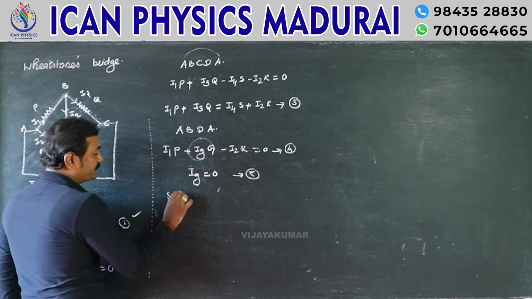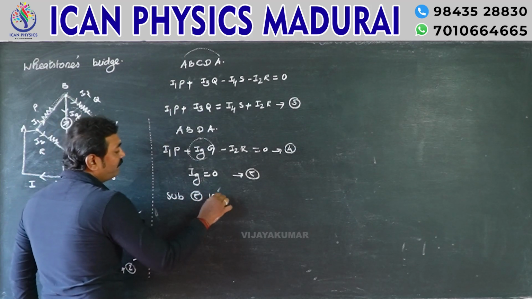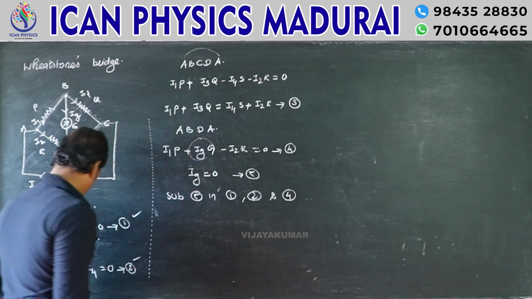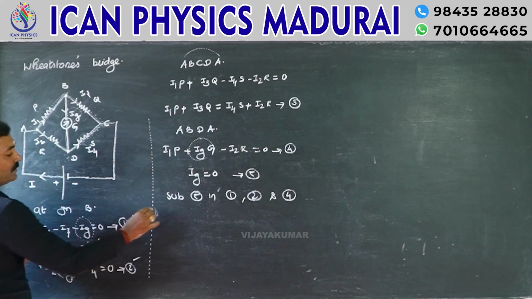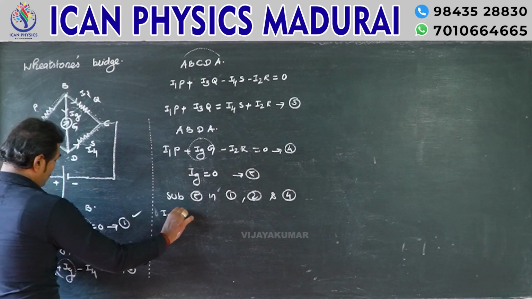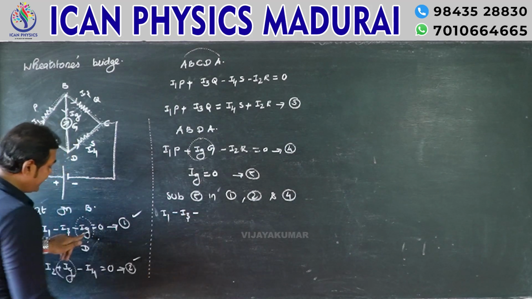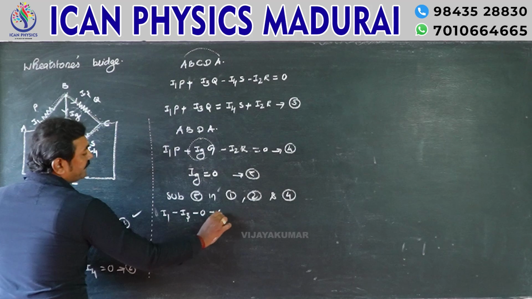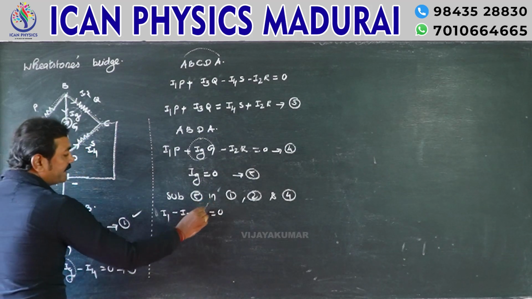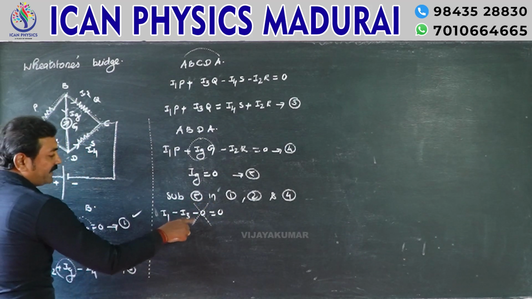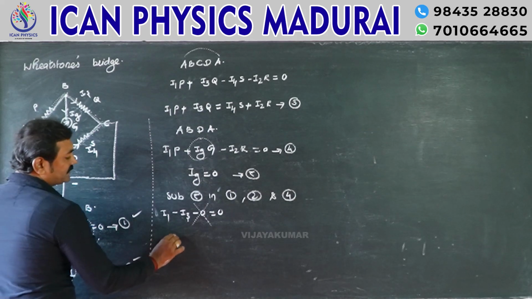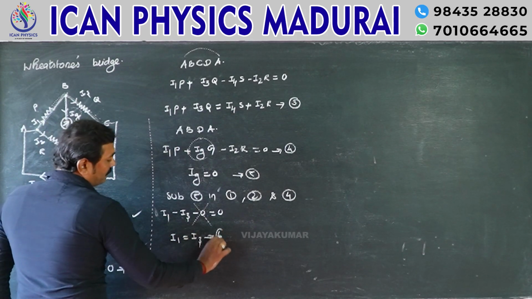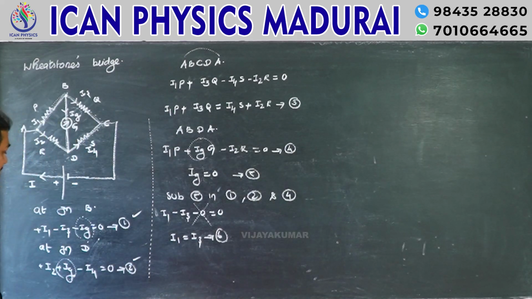So substitute 5 in 1, 2, and 4. When you substitute the value, it becomes I1 minus I3 minus Ig. So what is the value of Ig? 0. So 0 equal to 0, here 0 has no meaning. The minus I3 goes to the right side as plus I3. So I1 equal to I3. Now it's taken as equation number 6.